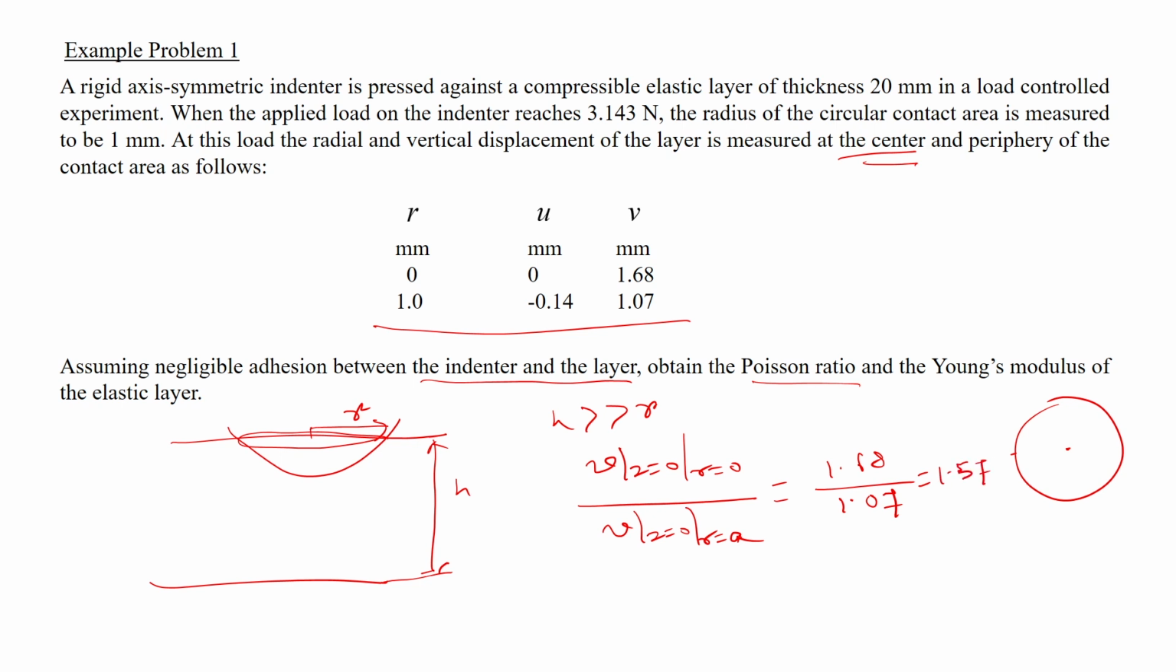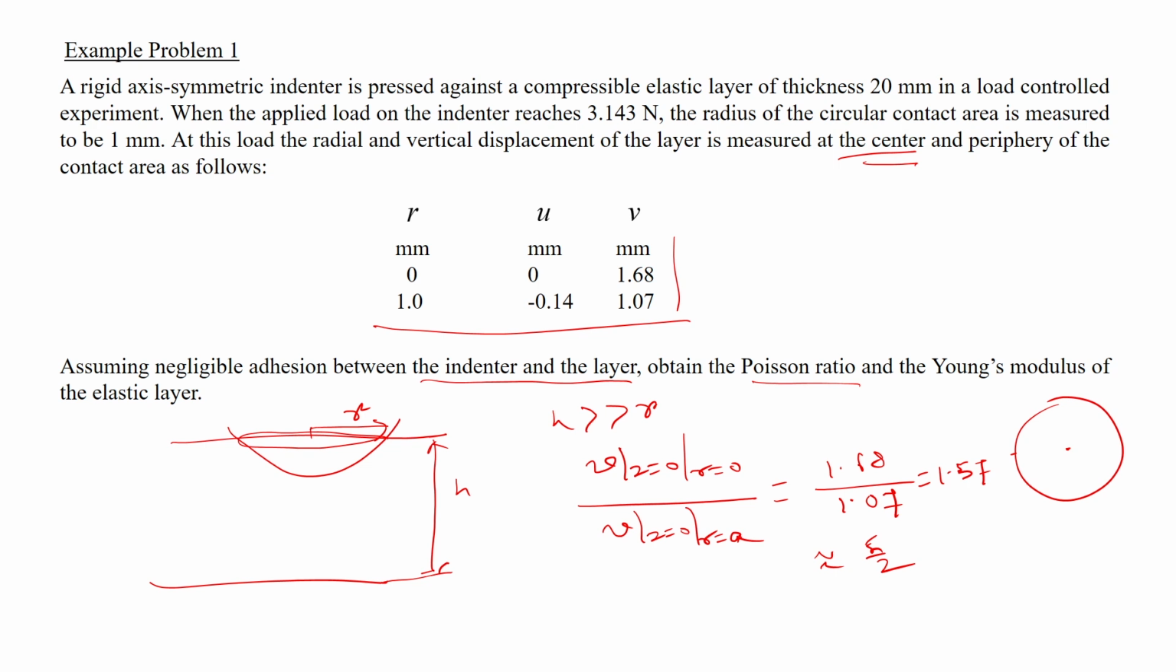As you know, 1.57 is very close to pi by 2. That gives an idea of what kind of pressure distribution there may be that has given rise to this kind of deformation. We need to find this first, because in this problem the type of loading, the load distribution, has not been mentioned.